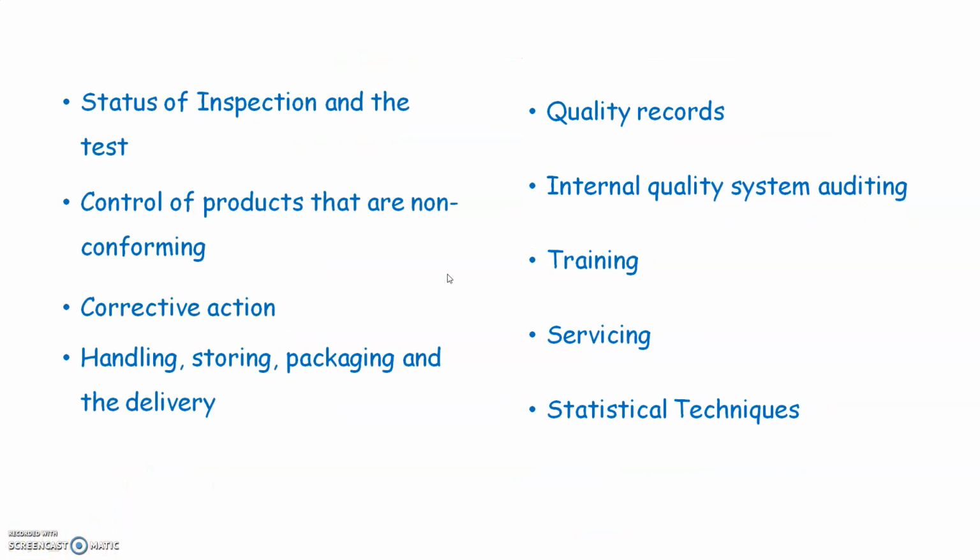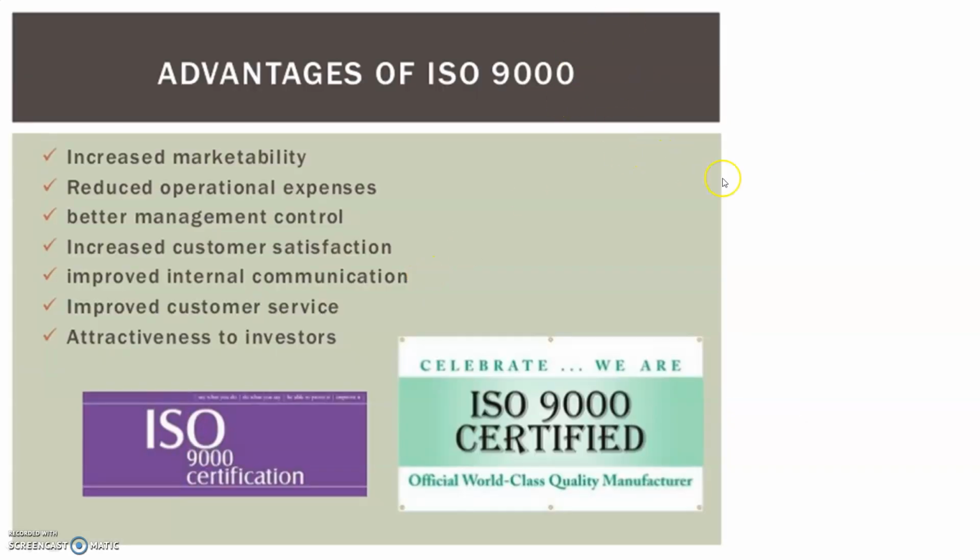Apart from that, the other requirements are inspection and test status, control of non-conforming products, corrective action, handling, storing, packaging and delivery, quality records, internal quality system auditing, training, servicing, statistical techniques. That is, from A to Z, from planning to finishing, whatever stages there are, in all stages the ISO has to take care whether it has been implemented as per the standards or not, or that procedure or not. Now what are the various advantages of ISO 9000?